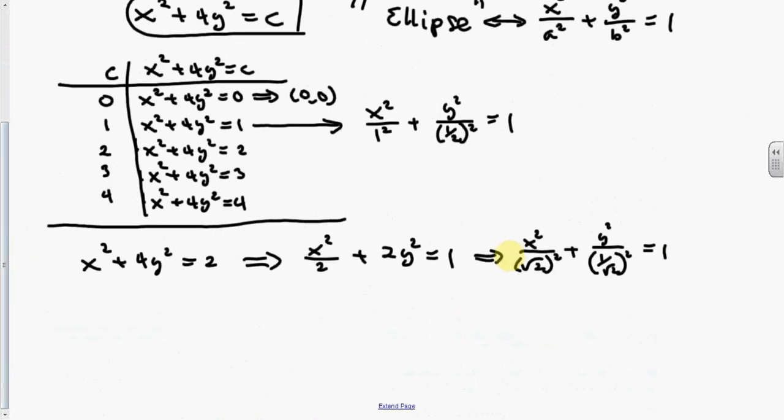And you have to have a calculator to find the value of the square root of 2, 1.4, something like that, but then that 1 over the square root of 2, you want to be able to find that on a calculator to get those points so we can graph that correctly. That next one, x squared plus 4y squared is equal to 3.